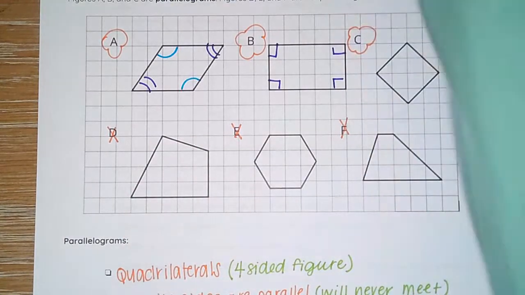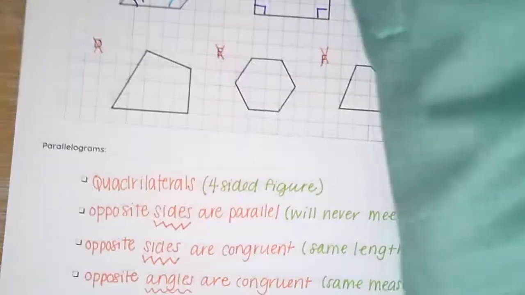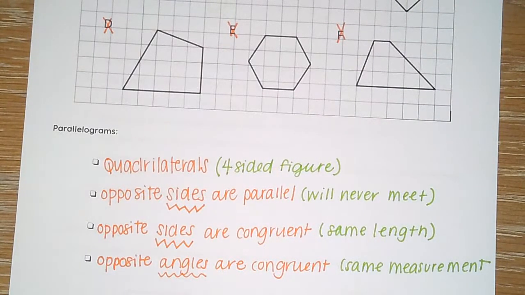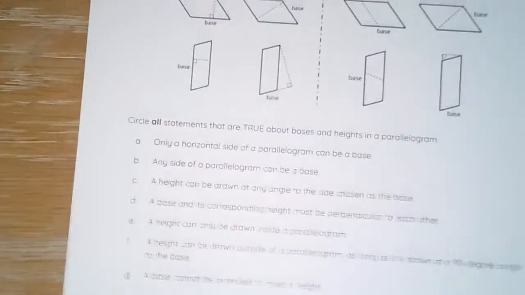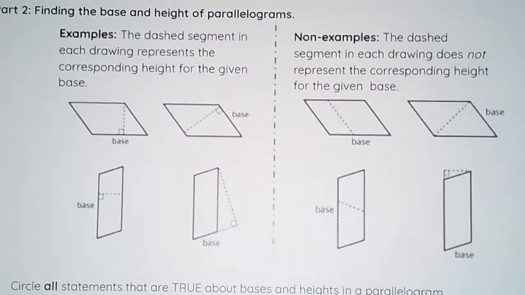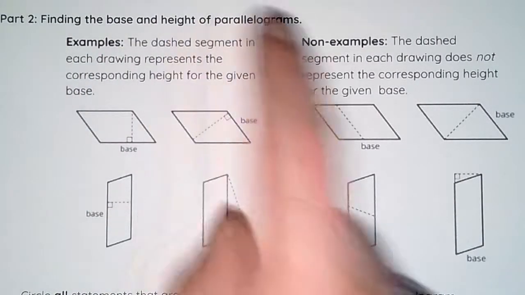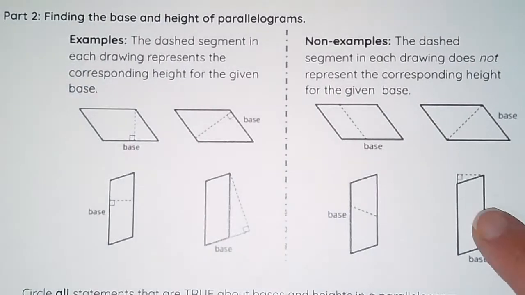So parallelograms are all quadrilaterals. They have all opposite sides parallel, all opposite sides congruent, and all opposite angles are congruent. Let's take a look at the next piece here, and that would be the bases and heights of a parallelogram. So here we have some examples of correctly placed bases and heights. And here we have some non-examples. These are not correctly placed bases and heights.